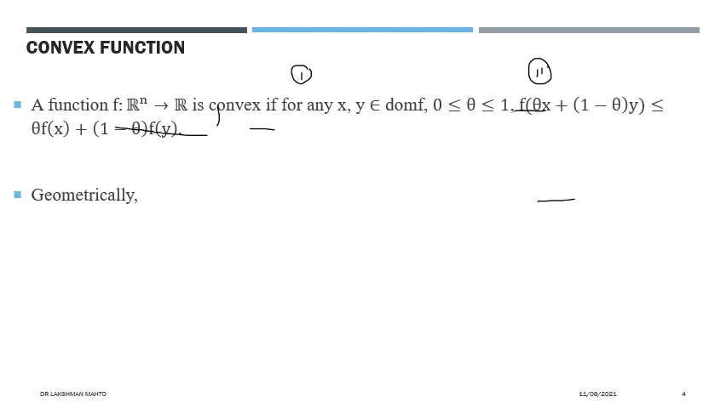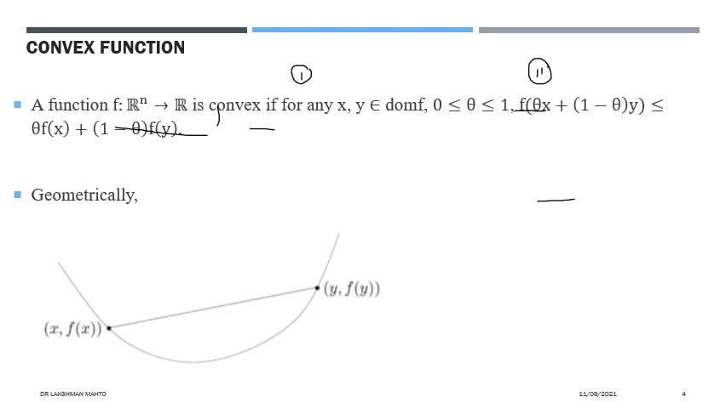So if you are taking any line segment joining these 2 points on the graph, it must sit on and above the graph of the function in that segment only. Okay, so that is the geometrical meaning. If you want to see further geometry, then you can see it this way.